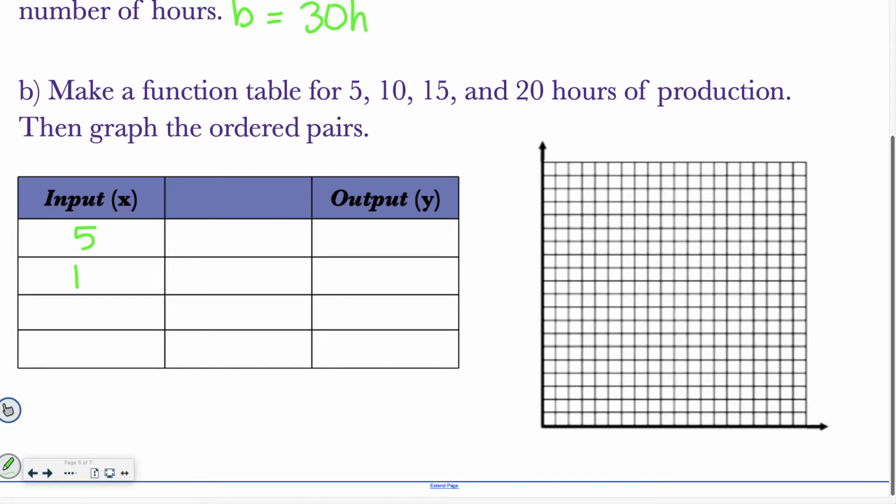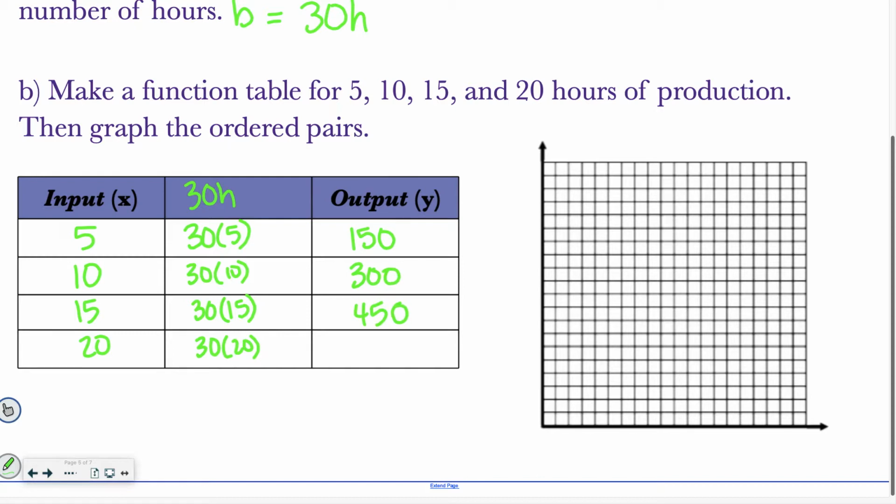So I know what my inputs are. They're 5, 10, 15, and 20. My rule is that equation that I had used up top, so I'm just going to plug 30h in there. So I'm going to have 30 times 5, 30 times 10, 30 times 15, and 30 times 20. So that's what the middle column of my table is going to look like. And then the output, I actually figure out what 30 times 5 is. That's 150. 30 times 10, 300. 30 times 15, 450. 30 times 20, 600.